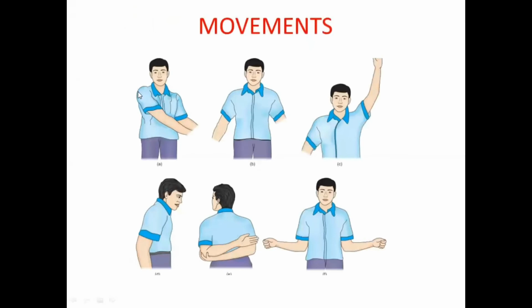Then we will see what the movements are. These are flexion, extension, abduction, adduction, the medial rotation, then lateral rotation. These are the movements, right?